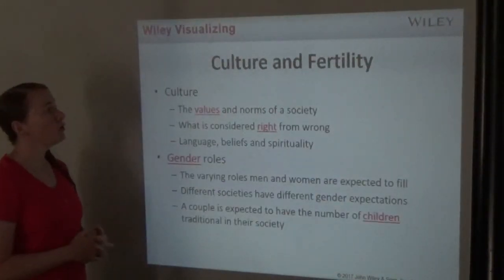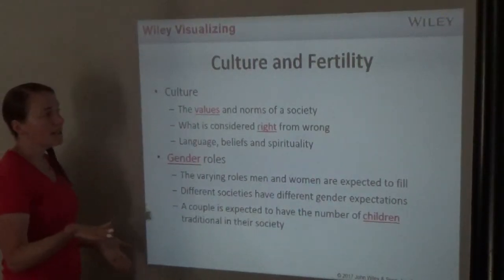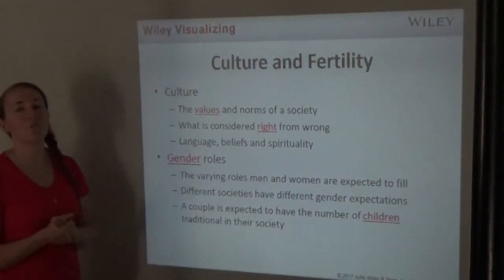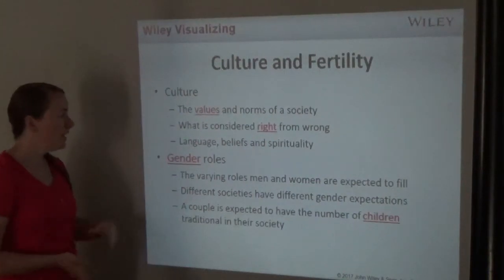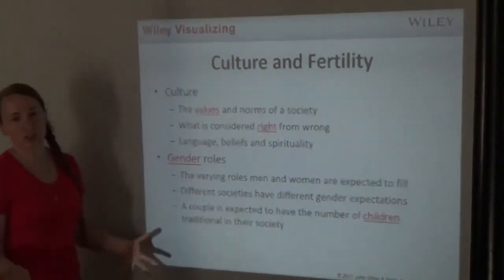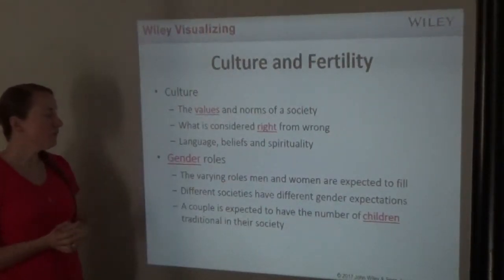So, next thing is culture and fertility. Culture is just the values or norms of a society. It's what's considered right from wrong. It includes languages, beliefs, and spirituality. Things like that make up the culture of a society. One thing that's different in a lot of cultures is the roles that different genders play, the varying roles men and women are expected to fill. Different societies have different gender expectations. A couple is expected to have the number of children traditional in their society.